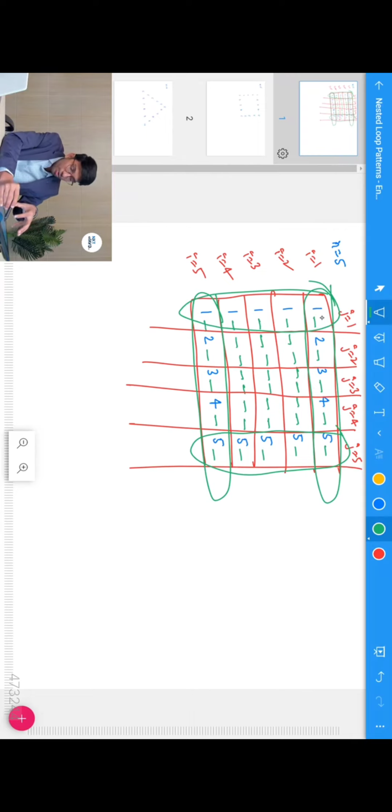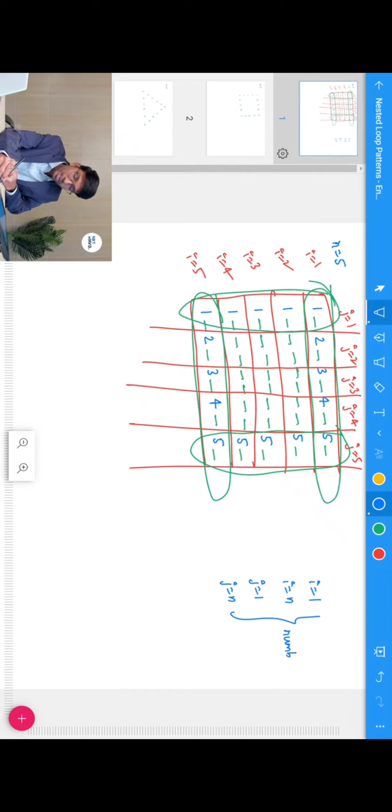So if you see, this is a hollow square. That means only on the borders you will have numbers. What are the borders? I equal to 1, the first row. What is the last row? I equal to 5, that is I equal to n. And the first column j equal to 1, and the last column j equal to 5, which is j equal to n. Only for these there will be numbers. We'll print a number and a space.